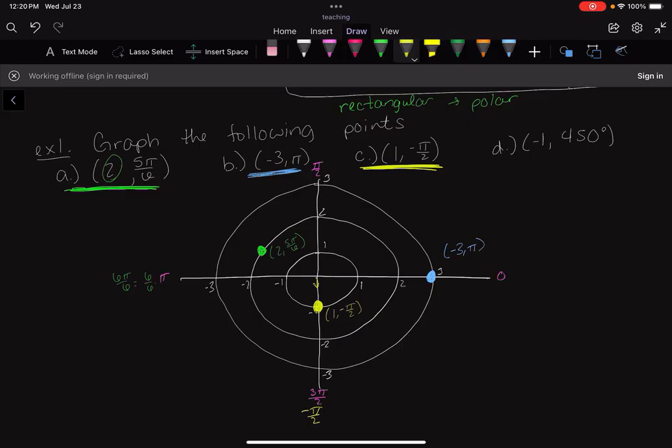And then this one, we have another negative r value in there. So 450 is large. It's kind of hard to plot. Remember, you can always use coterminal angles to make angles smaller. So I'm going to subtract 360 and I get 90. So that tells me to go this way, but then it says to go negative 1. So actually, scratch that. I need to go downwards. I need to go the opposite way. It actually ends up as the same point as part C. So C and D are actually the same point.